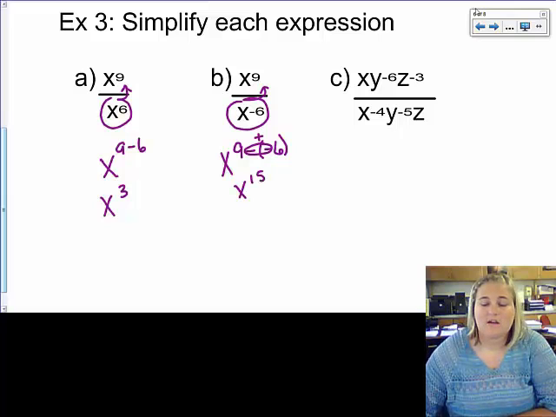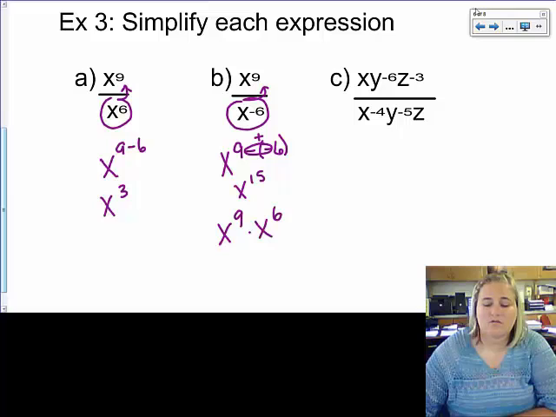I could also do it the way that we were doing it earlier by just making that 6 a positive first. So when I move it up, I would have x to the 9th times that x to the 6th, because it would be positive instead of negative. And we should remember that when we're multiplying by the same base, we add the exponents, which would get us right back to that original answer.